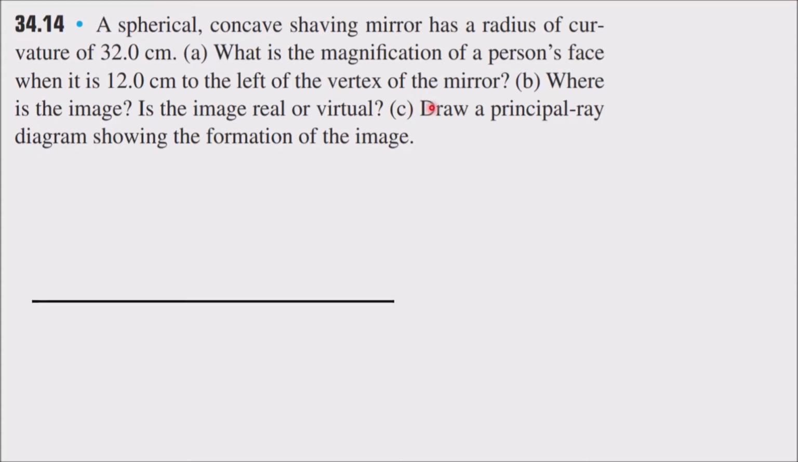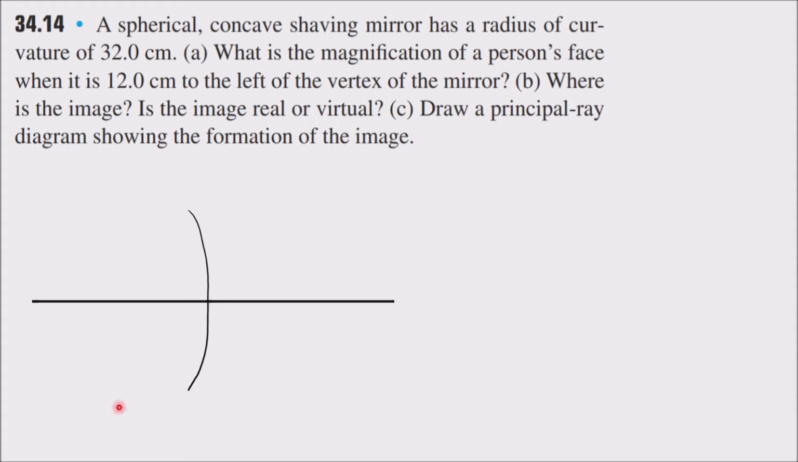Let's try this question. A spherical concave shaving mirror has a radius of curvature of 32 cm. So I have a concave shaving mirror. Let's try and draw a concave mirror. A concave mirror should probably look something like this. Then it has a radius of curvature of 32 cm.